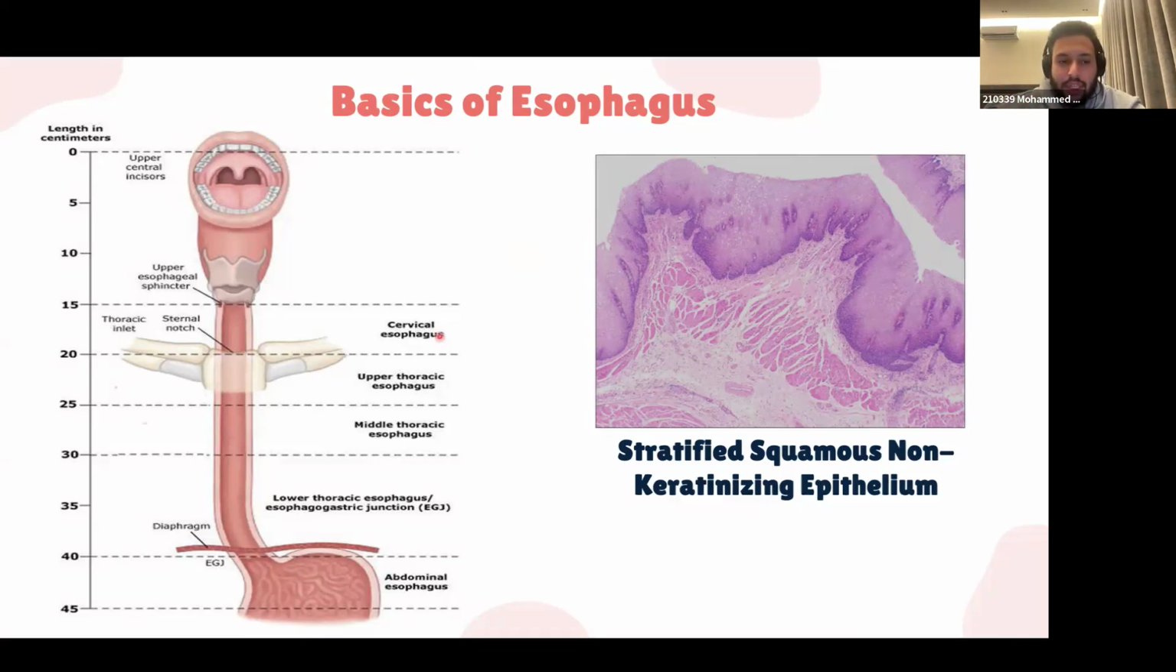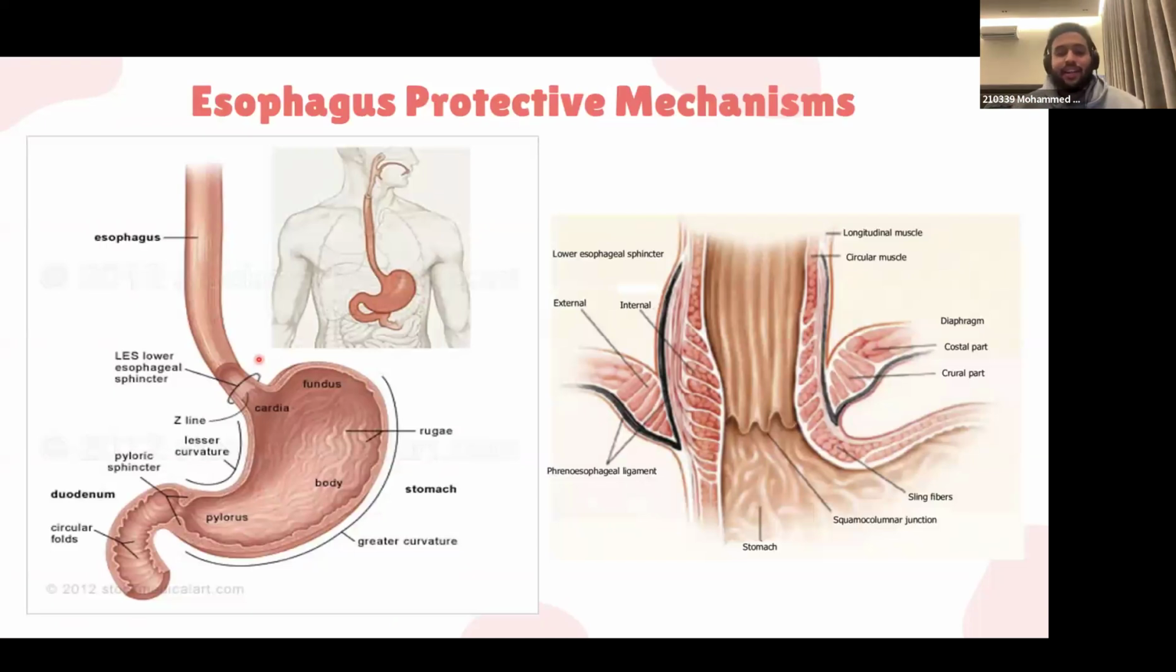One other small fact that you need to know is that the upper 1/3 of the esophagus has striated muscles, while the rest of the esophagus is only smooth muscles. Why is this important? If someone has myasthenia gravis, this can cause swallowing issues, okay? So that's pretty much it in terms of esophagus anatomy. Now, one other important thing about the esophagus is its protective mechanisms against acid.